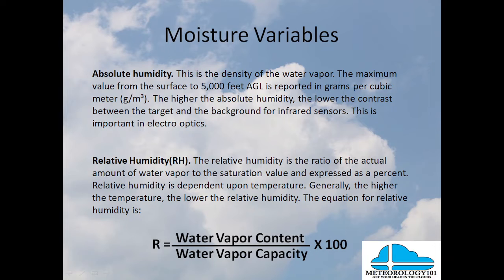electro-optics. Relative humidity is what we use in weather. It's how we report humidity. It's a ratio of the actual amount of water vapor to the saturation value, expressed as a percent. Relative humidity is dependent upon the temperature. Generally, the higher the temperature, the lower the relative humidity. And the equation for relative humidity is R equals water vapor content over water vapor capacity times 100.